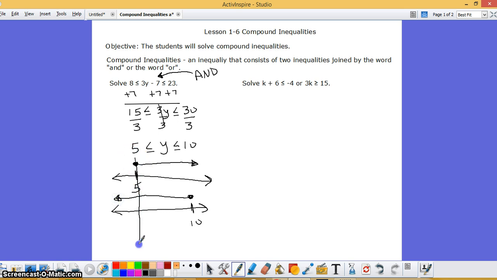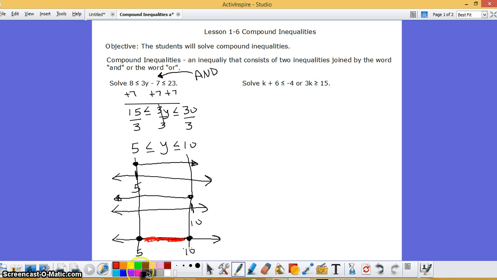The intersection of these is between 5 and 10. So the actual graph of this is going to be here at 5, going to 10, and then it's going to be all this space right here in the middle. All this space right here in the middle of those two on that number line.